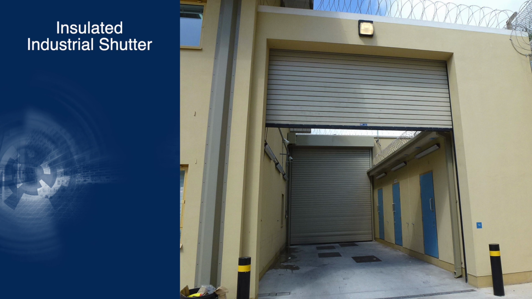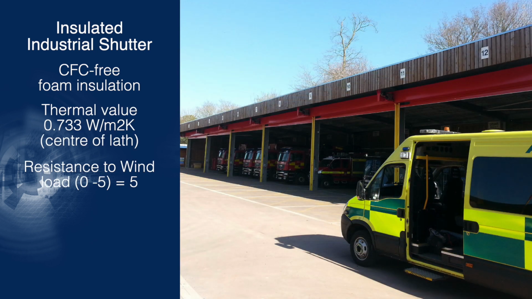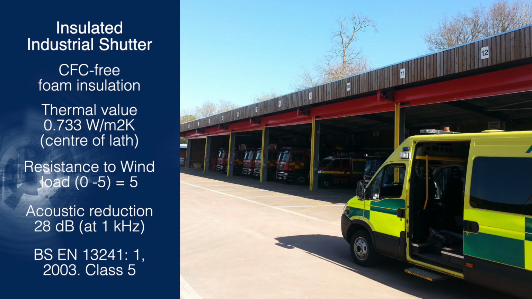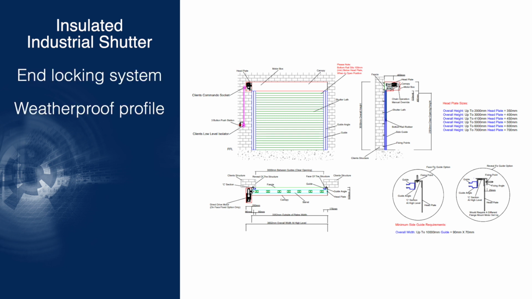An insulated double-skin industrial shutter typically incorporates a flat steel twin-skin design filled with CFC-free foam insulation. These shutters provide an excellent thermal value and offer an acoustic reduction as shown here. They comply with the extensive load testing standard BSEN 13241. These insulated shutters employ a continuous nylon end locking system and include a weatherproof profile integrated into the bottom section, enhancing both reliability and performance.